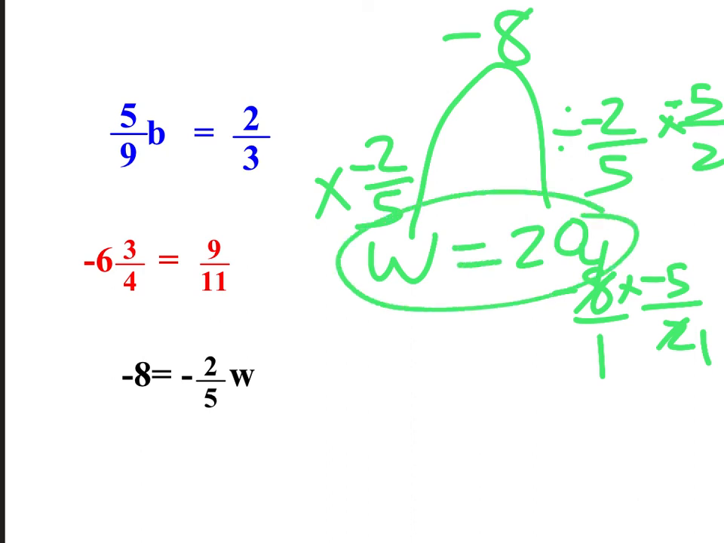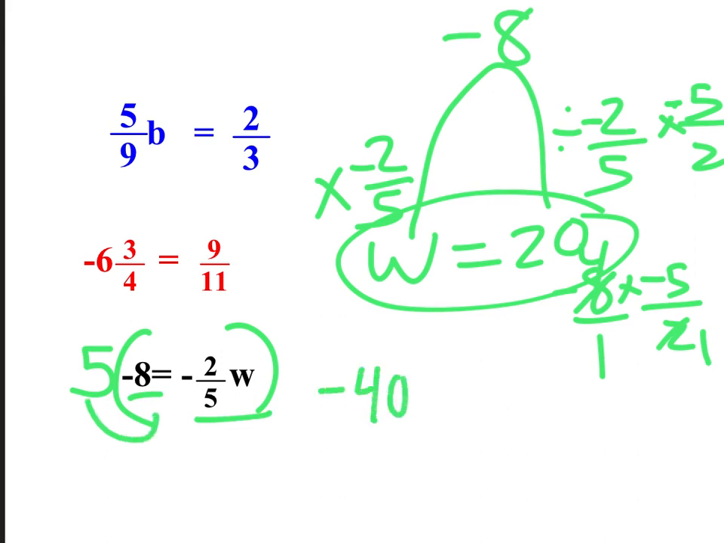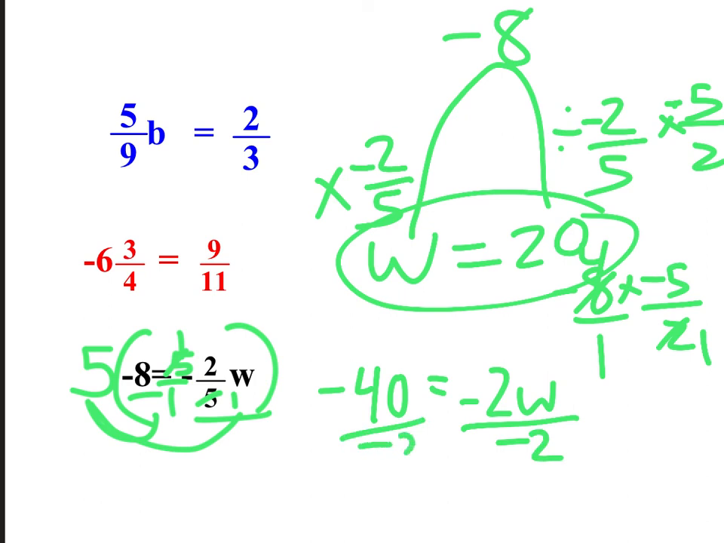If I wanted to clear the fraction, I would multiply by 5. When I multiply by 5, here's a term and here's a term. Multiply that one, I get negative 40. Multiply this one, cross simplifies, 1 and 1, and I get negative 2w. Then I would just be dividing to get negative 2 divided by negative 2. Those cancel out, and you're left with w equals positive 20.